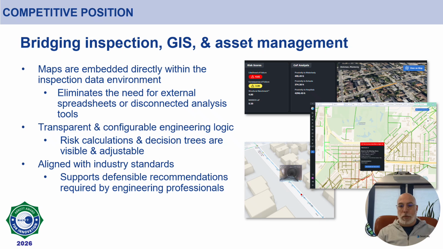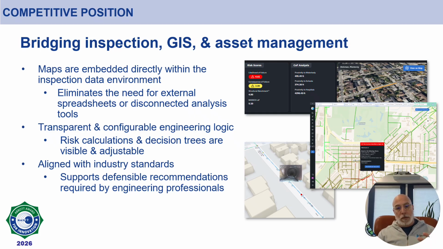From a competitive standpoint, Risk in Rehab is native to the same platform that manages inspection data. It is not bolted onto a third-party GIS tool. Maps are embedded directly in the inspection environment. Risk scores, PACP ratings, and recommended actions are visible simultaneously. Exports are straightforward. Risk scores and recommended actions can be downloaded as CSV files or GIS-ready layers and imported into systems such as ArcGIS or CMMS work order management platforms. The system is platform agnostic.